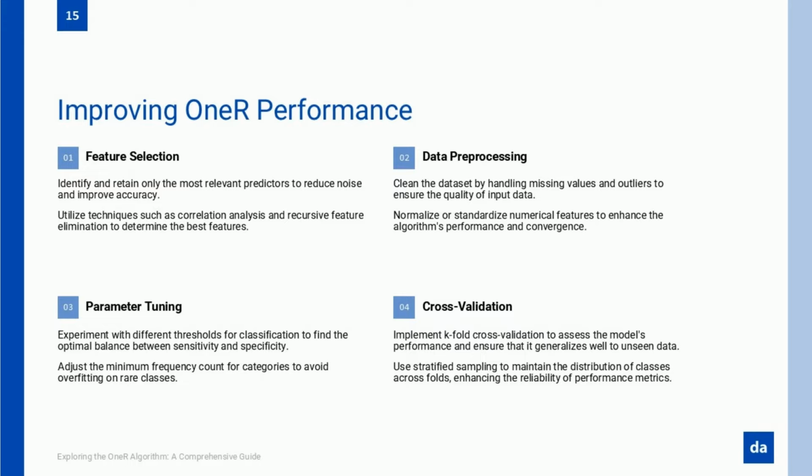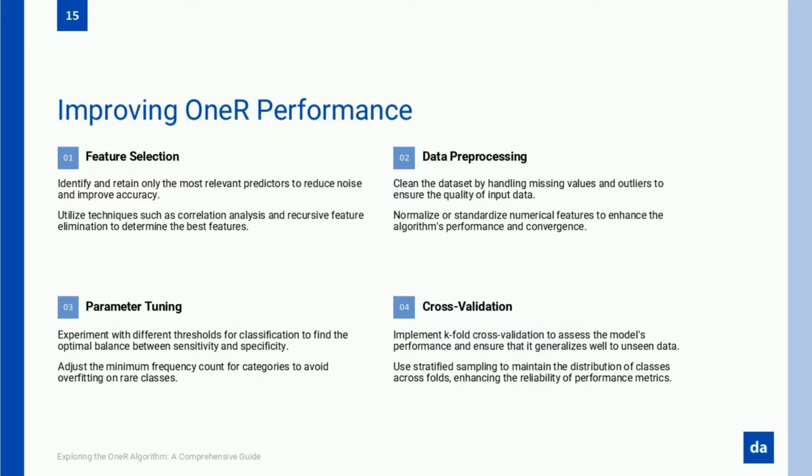Cross-validation is a useful technique for assessing the stability of the OneR model. Instead of relying on a single training test split, implementing k-fold cross-validation ensures that the model generalizes well across different subsets of data. By maintaining the distribution of classes across folds, stratified sampling further improves the reliability of performance metrics.